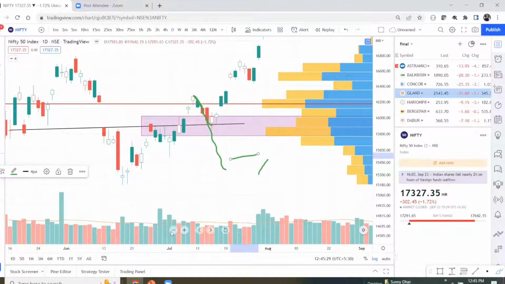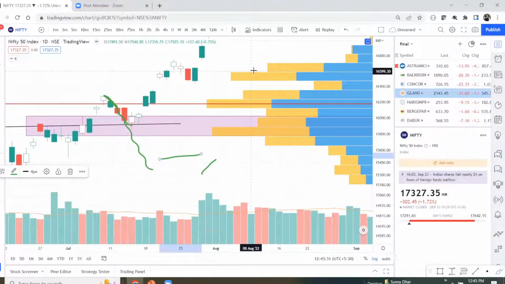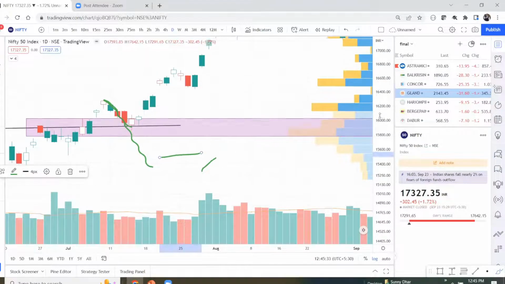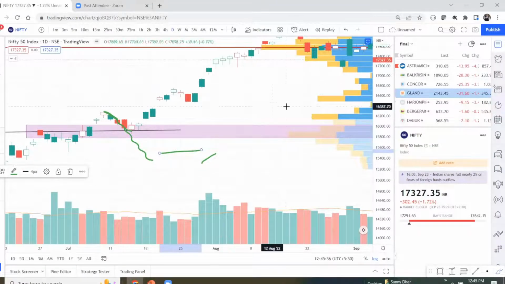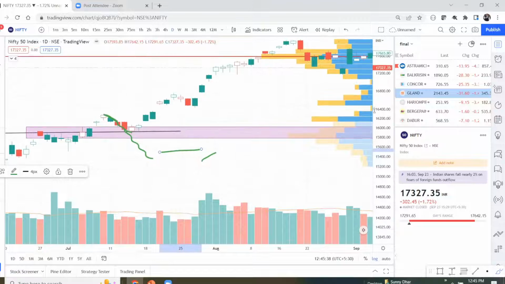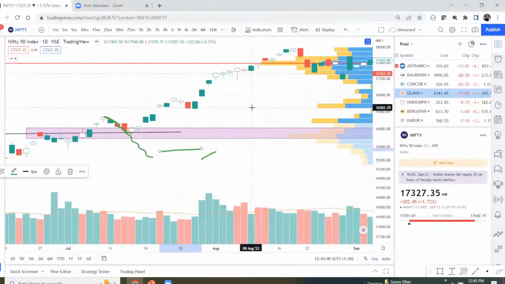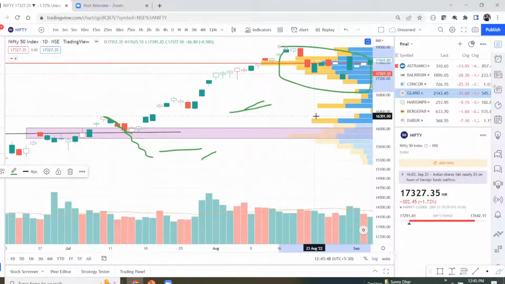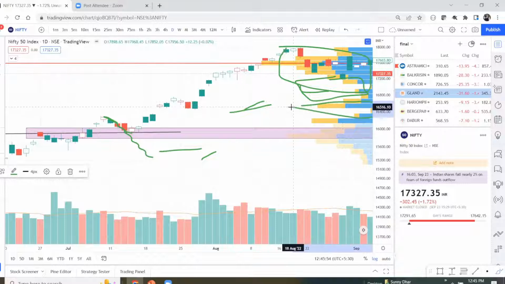Let's keep it separate, because I think I have already made a video on volume profile. If you have searched my channel, search for volume profile. Let me give a brief about this. Basically, in volume profile, there are two nodes. One is a high volume node, and this small part is a low volume node, and this is again a high volume node, this is a low.